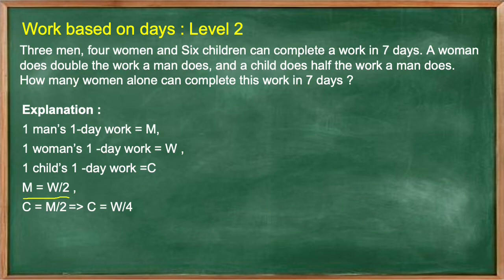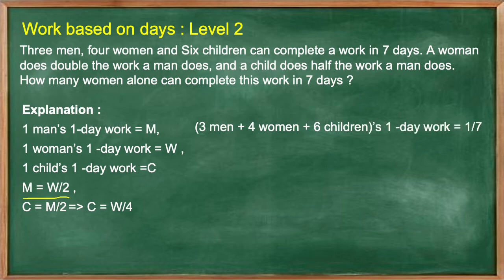According to the given data in the question, 3 men, 4 women and 6 children's one-day work is equal to 1 by 7. Why is their one-day work 1 by 7? Because they can complete the work in 7 days. So according to the flip formula, their one-day work will be 1 by 7. And since we have to find out W, we should convert everything into W and find out the required answer.